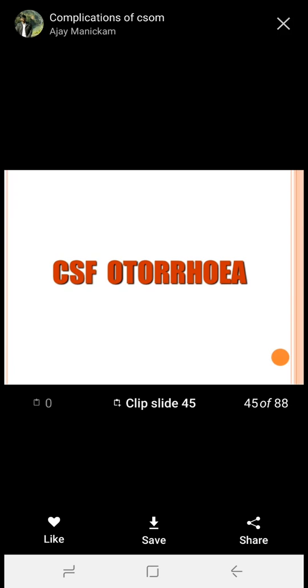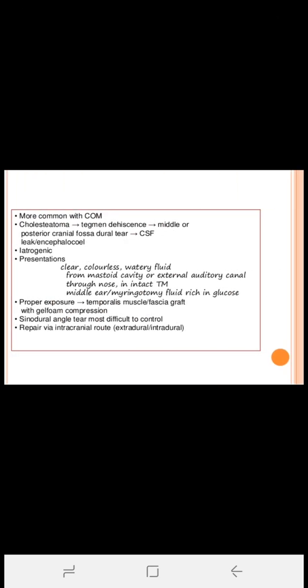Complications of the CSOM we have continued in the next lecture, starting from the CSF otorrhea. So now what is CSF otorrhea? As the name suggests, otorrhea is when the fluid comes from the ear. And which fluid? As the name suggests, it is the CSF, that is cerebrospinal fluid. So it is most common with chronic otitis media.